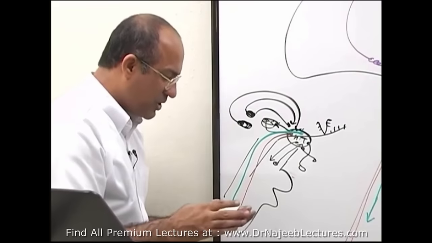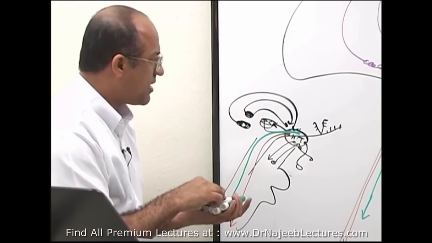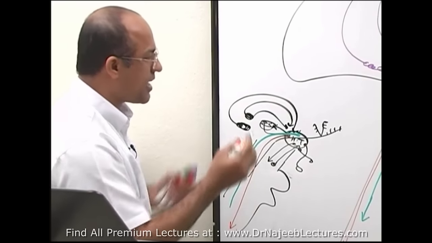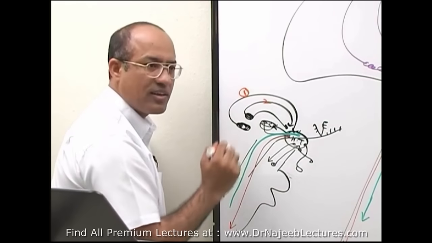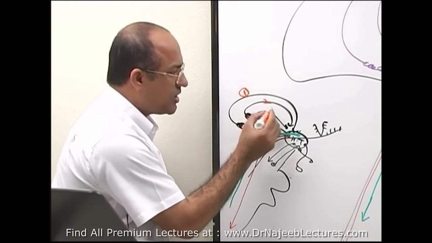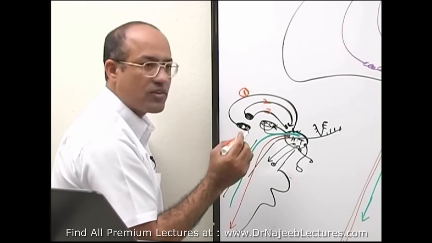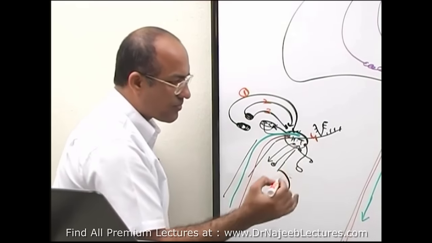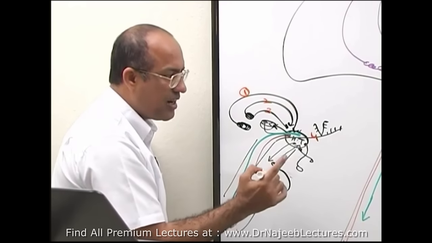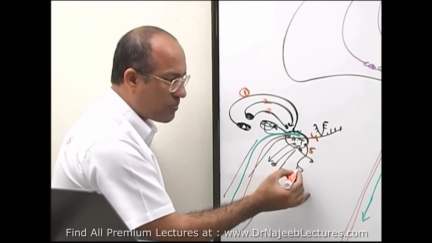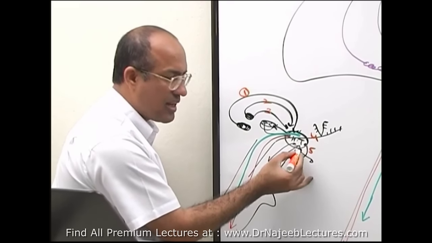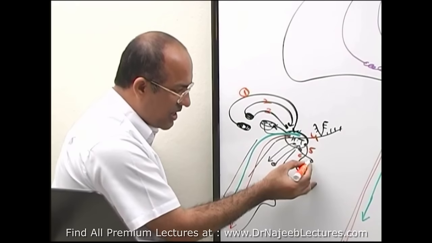Ventral. Okay, we just label it. Now I will label and you will tell me the name. What is it? Fornix. Number two. And number three. 4. Medial forebrain bundle. 5. Supraoptico-hypophysial. 6. Tubero-hypophysial.